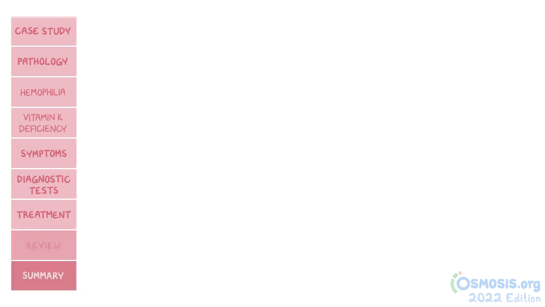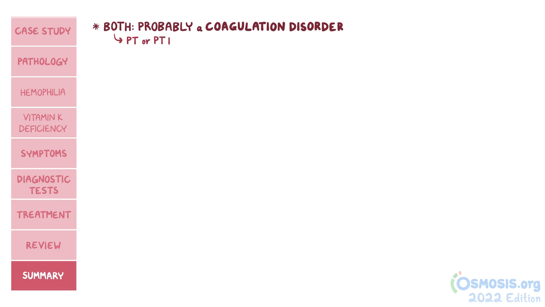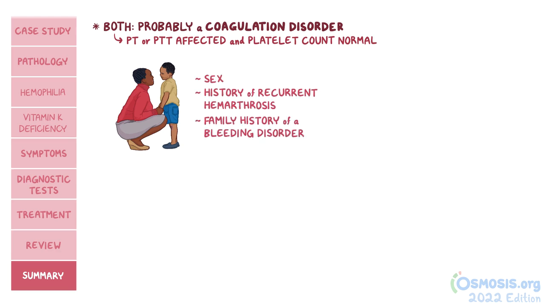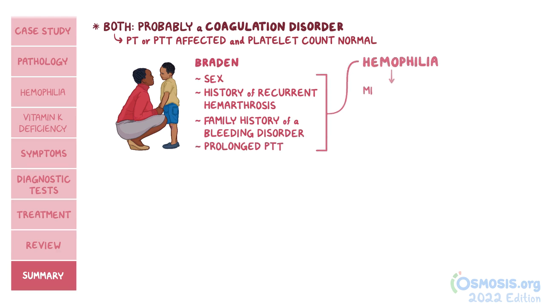Now back to the patients. Both patients have a bleeding disorder and most probably a coagulation disorder, since PT or PTT are affected and platelet count is normal. Due to his sex, history of recurrent hemarthrosis, family history of a bleeding disorder, and prolonged PTT, Braden probably has hemophilia. A mixing study must be done to distinguish a true factor deficiency from the presence of a factor inhibitor.